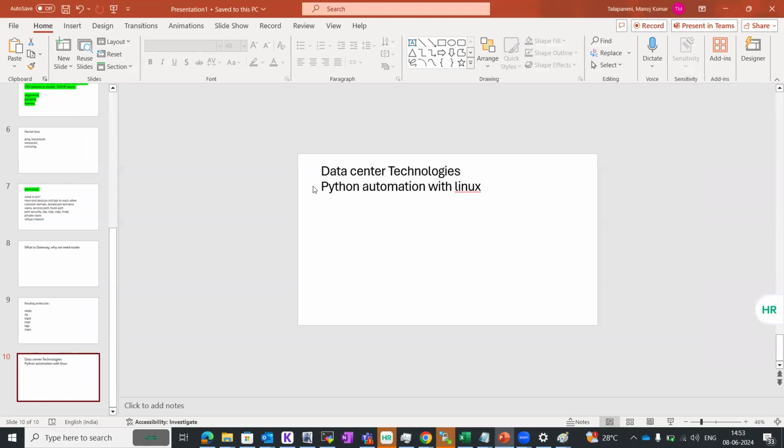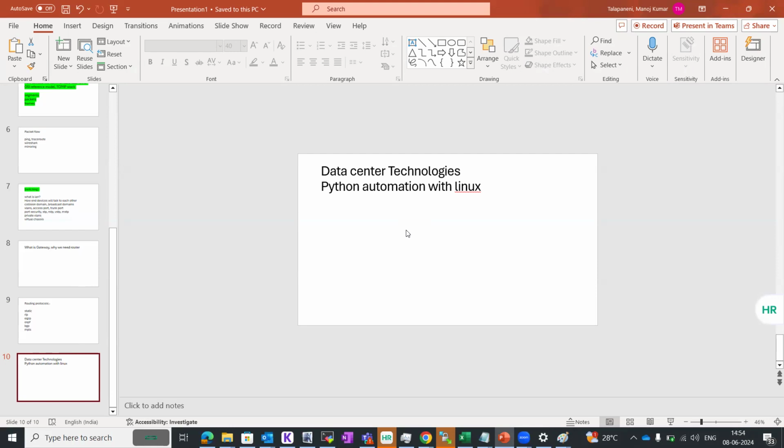As I told, in the initial tracks, this data center is also one branch. Here also we have associate level, professional level, and expert level. These are the various things we will cover in the networking portfolio. And when we come to Python automation with Linux, for now we are familiar with what a network is, how to configure, and what debugging steps we will use for overcoming issues.